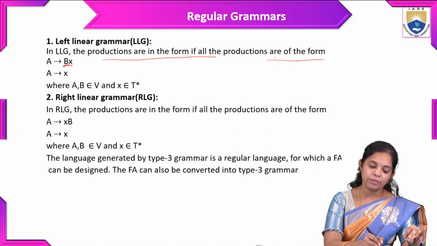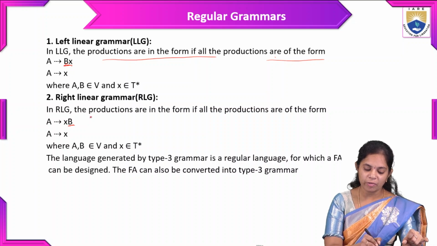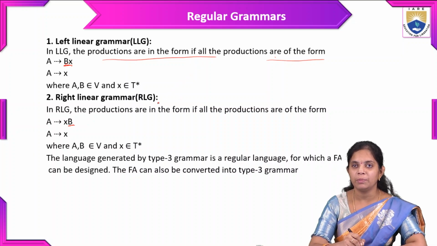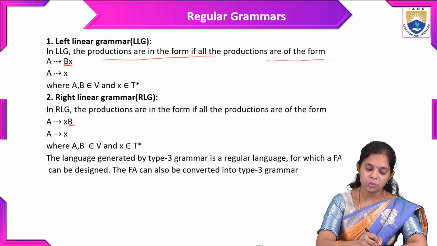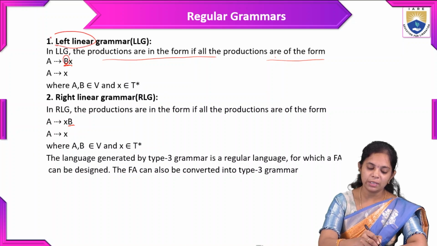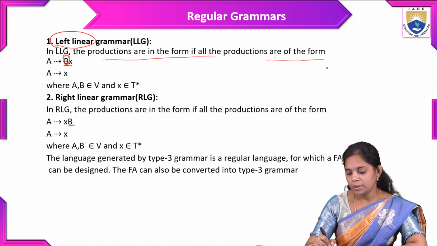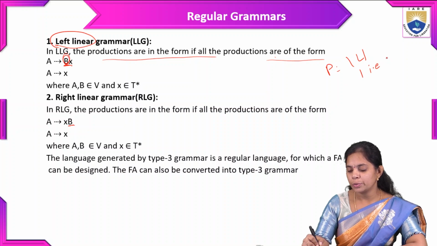If you observe the production rules of the left hand side and right hand side for left linear grammar and right linear grammar, left linear represents the non-terminal on the left side. This production rule has the limitation that the left hand side is a single value, and that is also a non-terminal value.